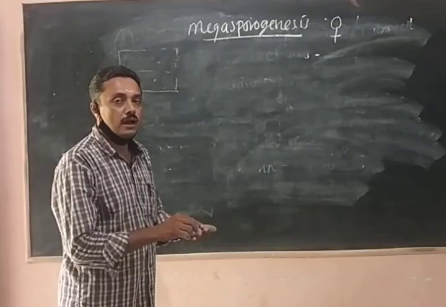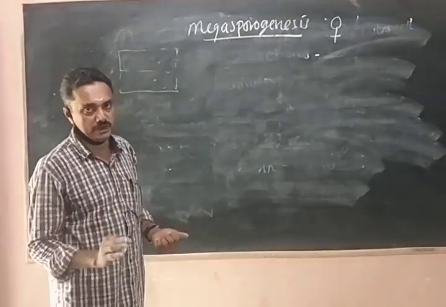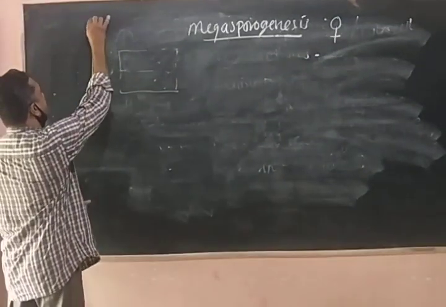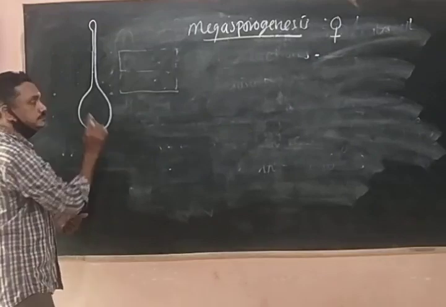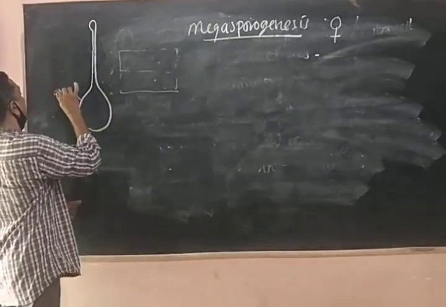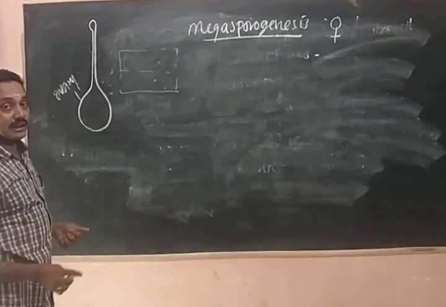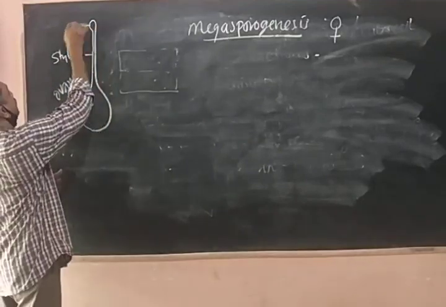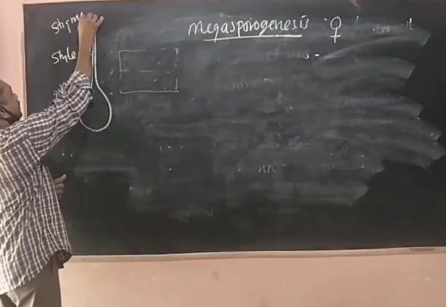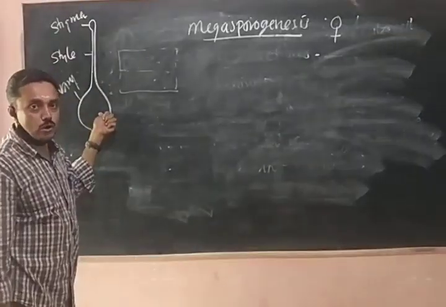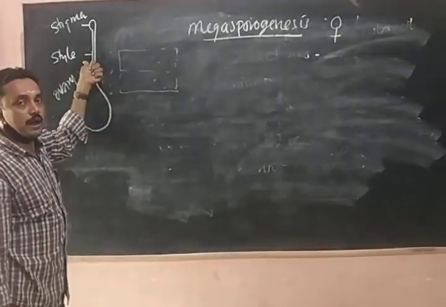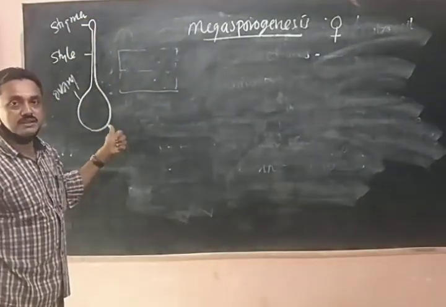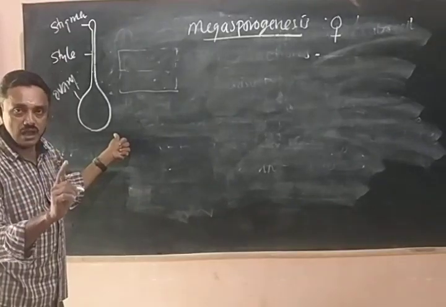We have seen that the gynoecium is the female part of the flower. The gynoecium consists of a basal round part called the ovary, an elongated neck-like part called the style, and a tip called the stigma. Three parts are there. This is called the gynoecium, the female reproductive structure of the flower.